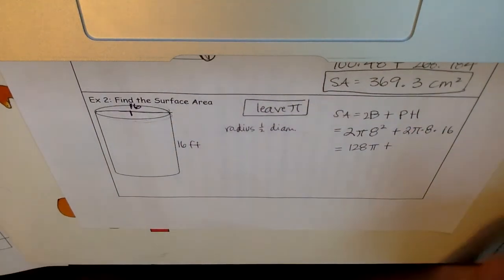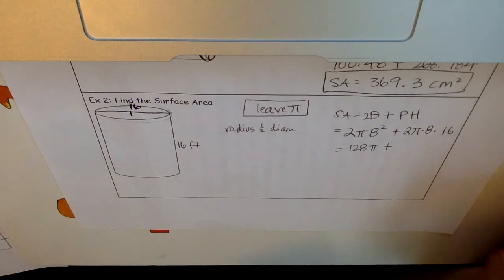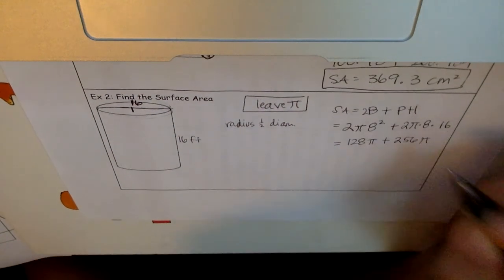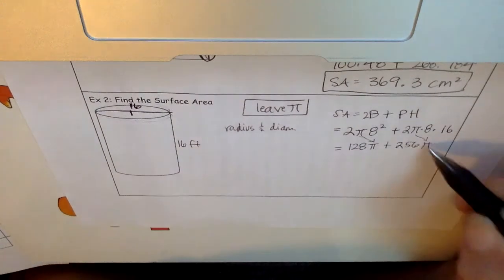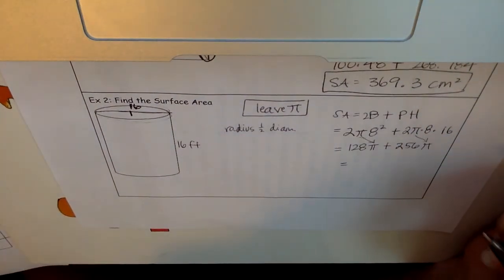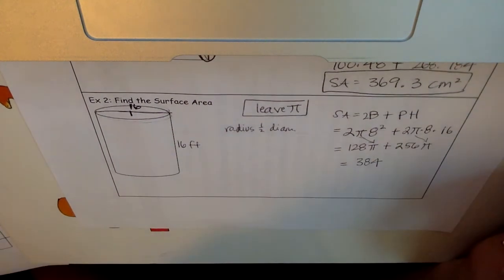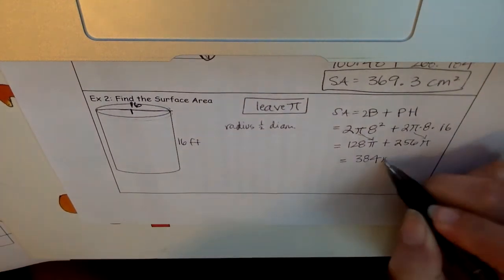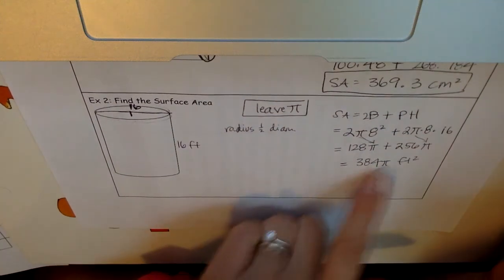And then over here, we're going to multiply all of that. 2 times 8 times 16. Whoops. I typed in 46. 256. So 256 pi. Notice I brought my pi down. I multiplied all my values. I left my pi there. Then I can add these kind of like terms. And I'm going to get 384 pi feet squared. 384 pi. And really that means multiplying.